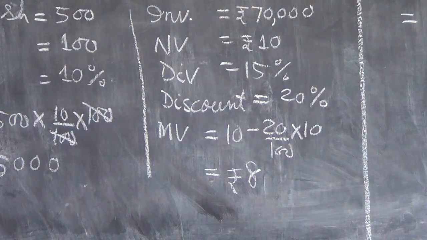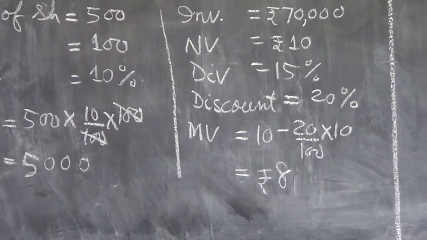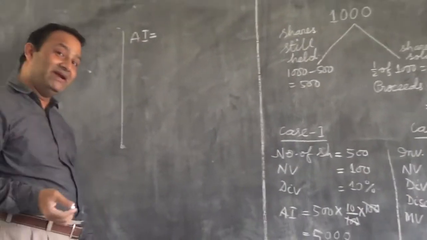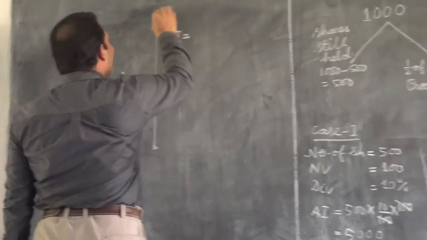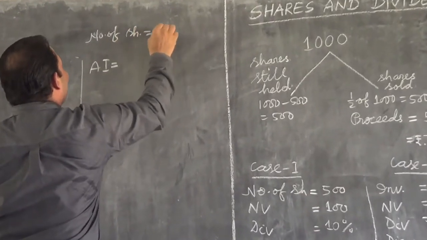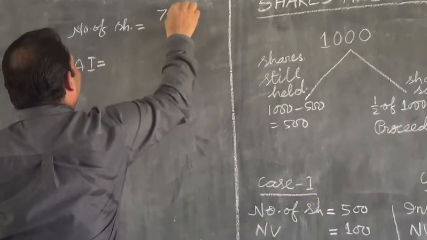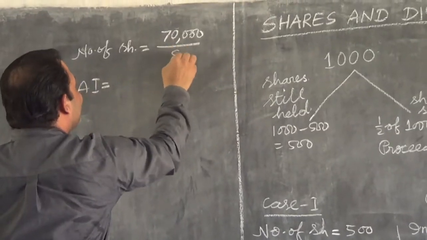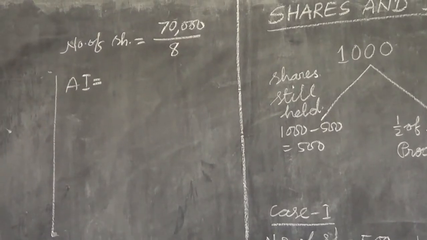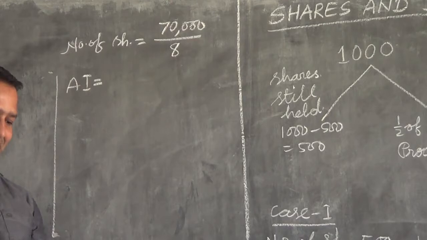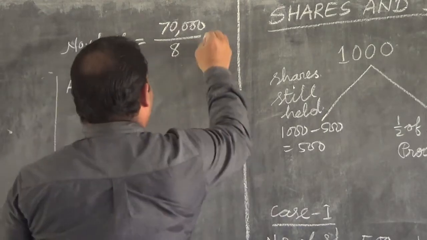Now we will see annual income. But to get annual income, what do you need? You need the number of shares. With 70,000 rupees in hand, and the market value of one share being 8, the number of shares will be 70,000 divided by 8. That will give the answer 8,750.